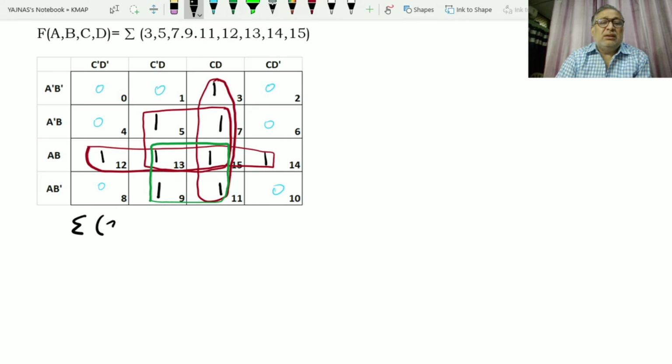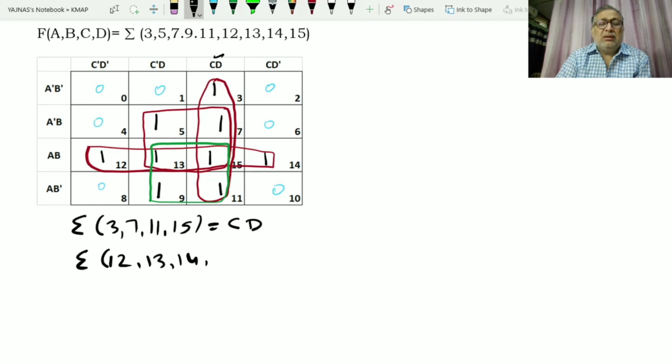First one is sigma 3, 7, 11, 15. And if you look at the top of this, CD is constant throughout. So CD will be taken. The next group is 12, 13, 14, 15. Looking at the left of this, AB is constant throughout.